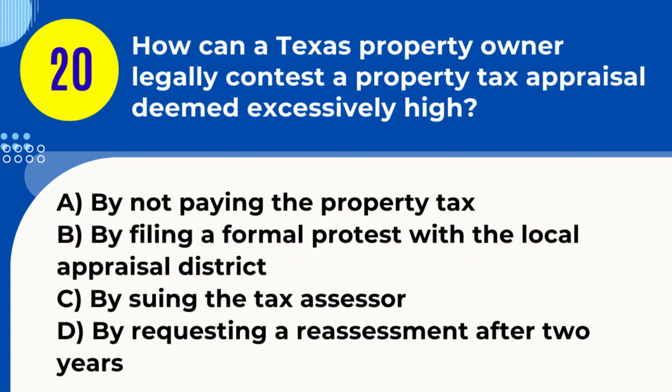Question 20. How can a Texas property owner legally contest a property tax appraisal deemed excessively high? A. By not paying the property tax. B. By filing a formal protest with the local appraisal district. C. By suing the tax assessor. D. By requesting a reassessment after 2 years. Answer. B. By filing a formal protest with the local appraisal district.